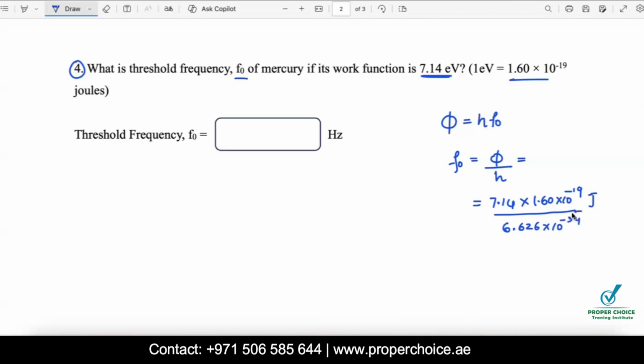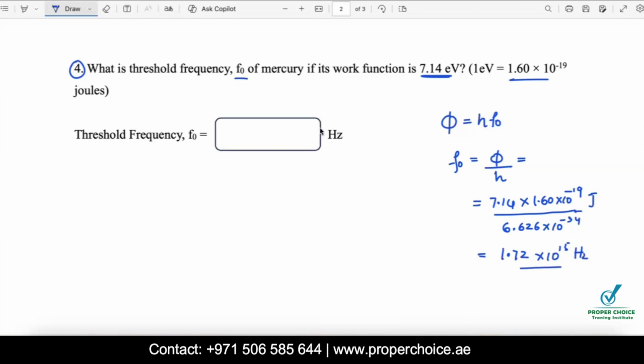By the way, I have remembered this value, but there's no need to memorize it and get panicked, okay? This data will be given to you, so you can just use it. When you substitute this carefully in the calculator, you will get 1.72 into 10 to the power 15 hertz.